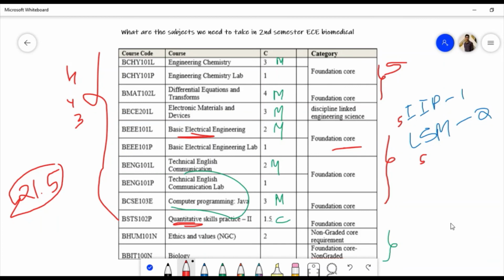Okay. If you want to take a foreign language, if it is available, then you can take a foreign language also: Japanese, French, Greek, and Spanish. If they're offering the foreign language course, you can take it if it is available.